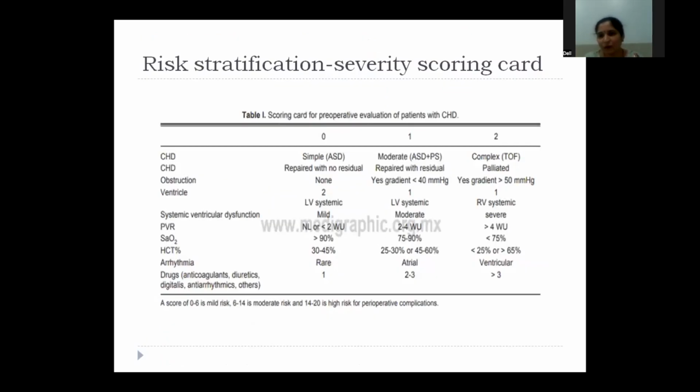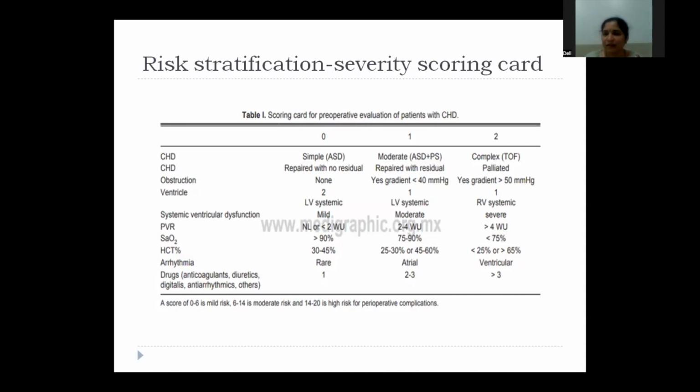Another very easy scoring card is also available, and we can use it to stratify our patient into risk categories, like mild, moderate, and high risk. They have taken a total of 14 points depending on the parameters of the patient, like whether the patient has good ventricular function or not, PVR level, saturation level, hematocrit level, arrhythmias, and what type of treatment the patient has taken, and you can easily categorize your patient into mild, moderate, and high risk.